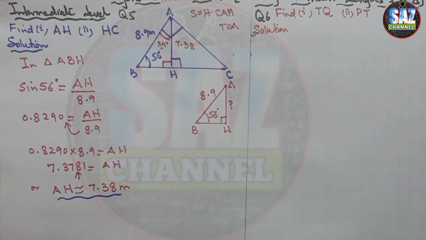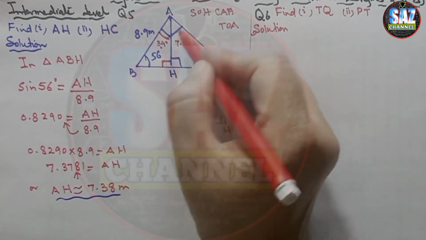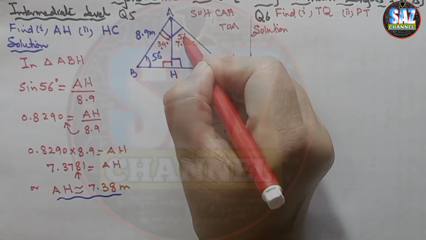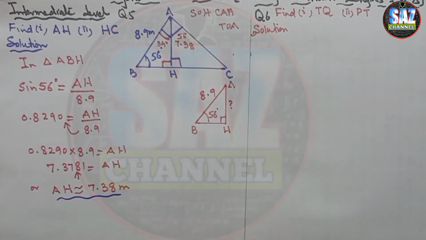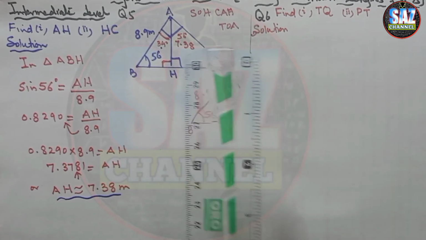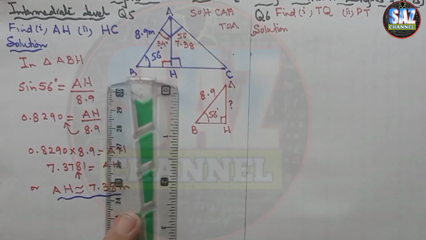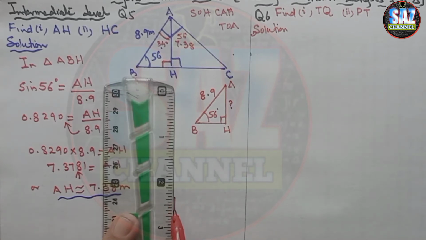So that will be 90 minus 34, which is 56. 90 minus 34 is 56 degrees. Okay, 56 degrees angle over here. So it means in order to find HC, I have to take the triangle AHC. Okay, let me draw the figure here.